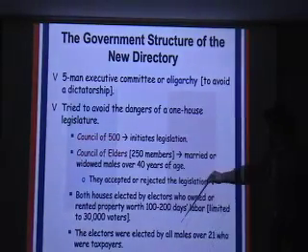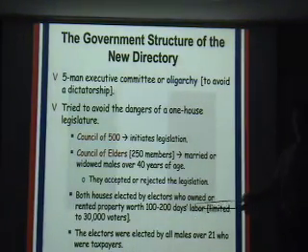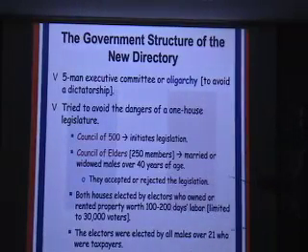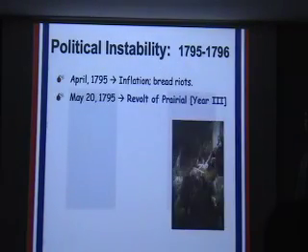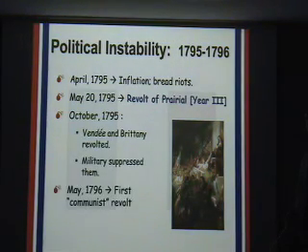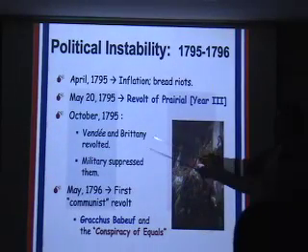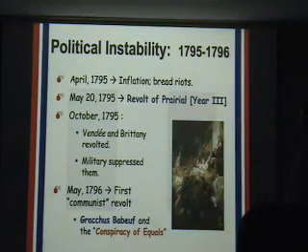So you had all males over 21 who paid taxes electing the electors, who are the 30,000 most wealthy. And they're the ones who get to elect the representatives. It's sort of a twisted system. You can see, it started as a financial problem, it's still a financial problem. There are still bread riots in 1795.